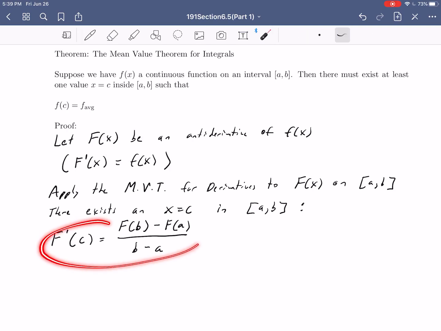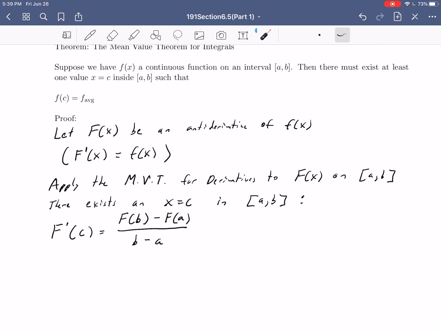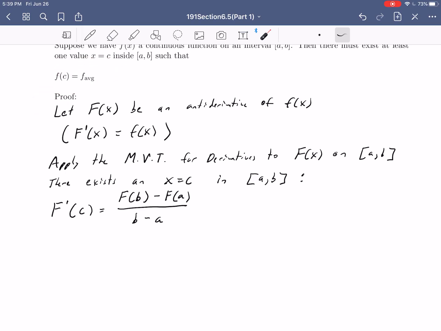So we're applying this mean value theorem for derivatives, which is something you saw and proved in 190, and we're applying it to this antiderivative. Now, this doesn't quite look like the statement back here, but we can actually work to that. What is capital F prime at c? Well, remember, capital F of x is an antiderivative of little f of x.